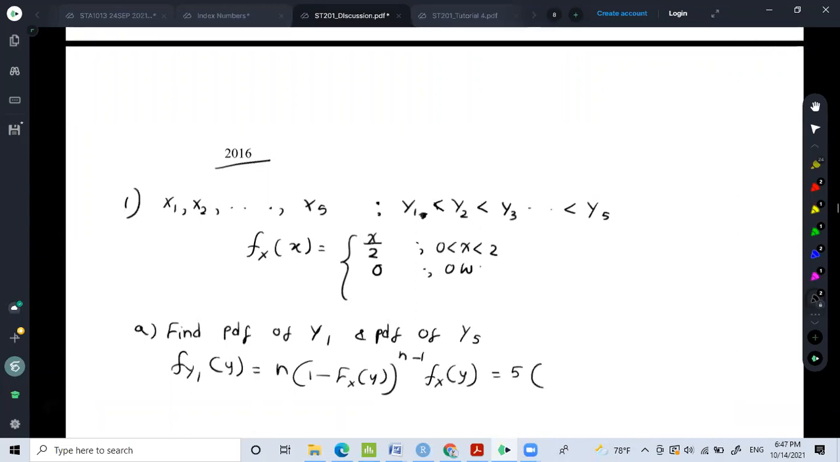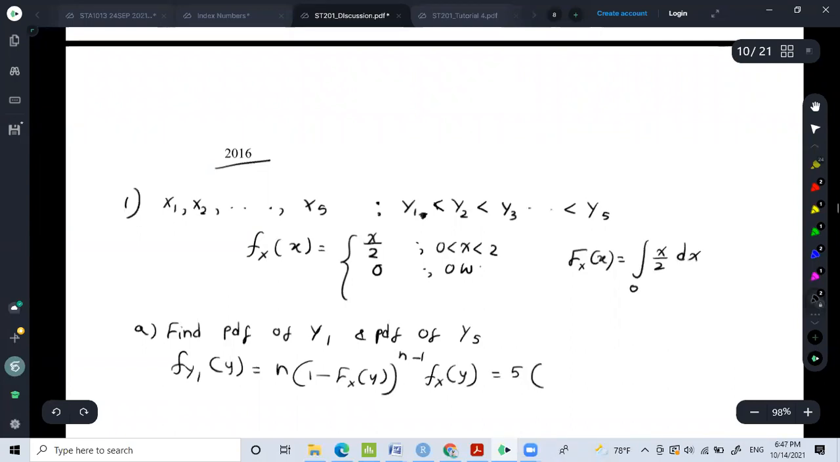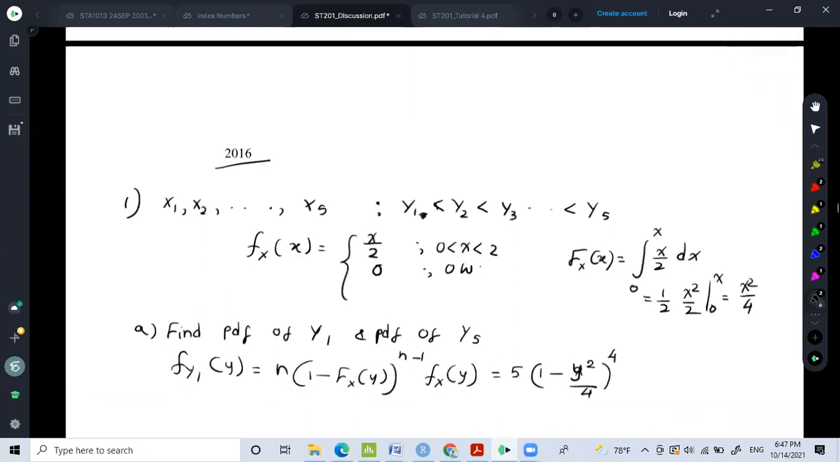And you have to find fx. How do you find fx? Integrate x over 2 from where to where? 0 up to any x. So that will be x square over 4, right? So this will be 1 minus x square over 4. In our case, it is y now. Y squared over 4 to the power 4, since N minus 1 is 4. Multiplied by fx, which is fxy, so it is y over 2.